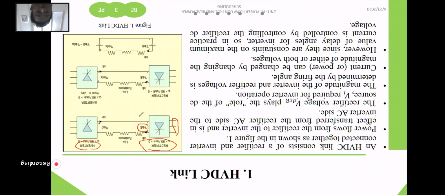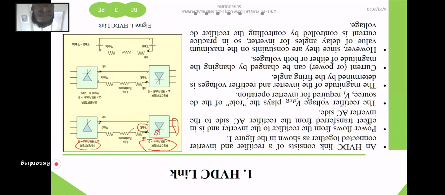What is the value of VDC? You know how you have to find the VDC for a rectifier, right? Already you have learned. Even though you may not have learned it using the thyristor, you might have learned it using the diode. The only difference between the thyristor and the diode is that in a thyristor we can control the firing angle, whereas in a diode you cannot control it. So now this VDC will become the DC source required for the inverter operation.